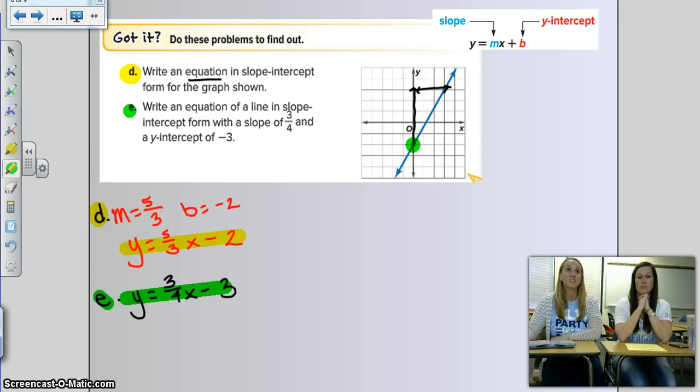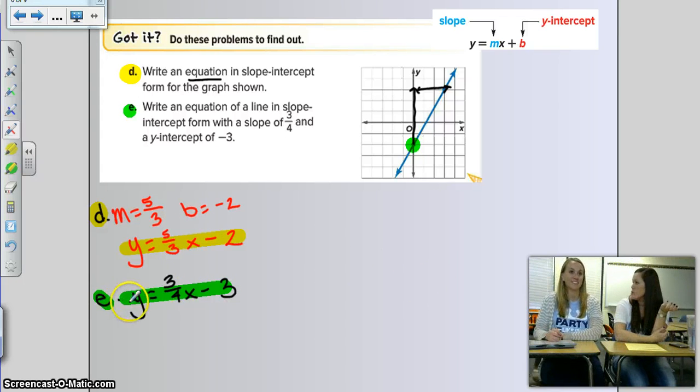Okay, so we looked at D, and we first identified the green dot, or the y-intercept. On D, the blue line of the graph is crossing the y-axis at -2. So that's my y-intercept, which we wrote as b. Then we did our slope of rise over run, which we've been practicing forever and a day. It goes up 5 and over 3. So we did 5 over 3, x minus 2. The x always follows the slope. That's the equation of that line.